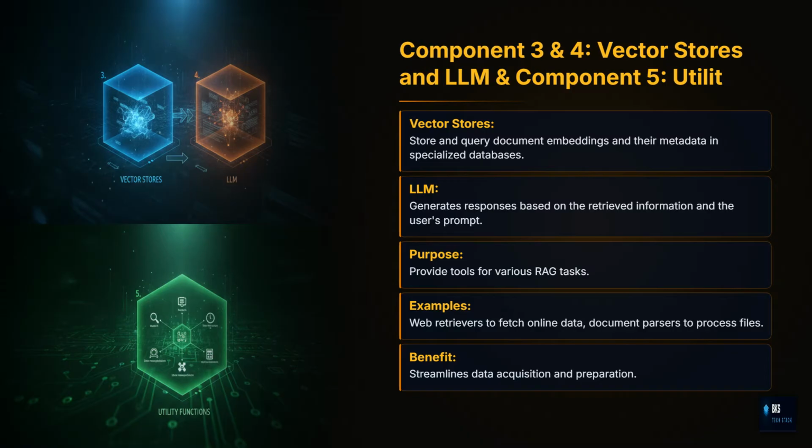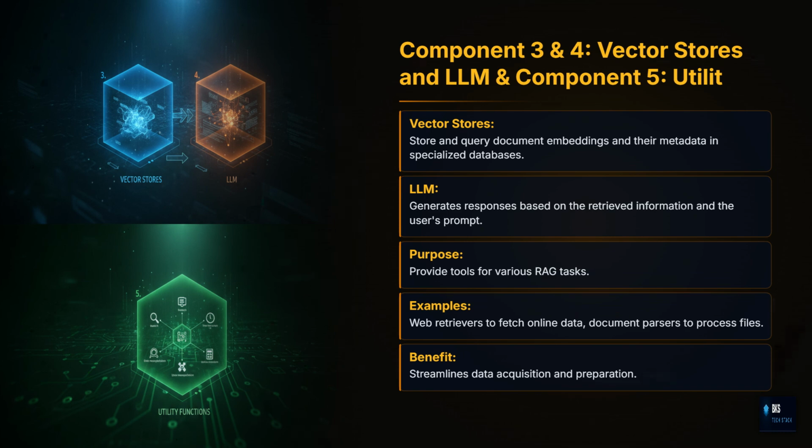Following that, we have vector stores. These are specialized databases designed specifically to store and quickly search through the embeddings we created. They're like a highly optimized library for our AI's knowledge. Finally, the LLM takes the user's original question and the relevant information retrieved from the vector store to generate a coherent and accurate answer. Lastly, utility functions act as helpful tools in the RAG pipeline.